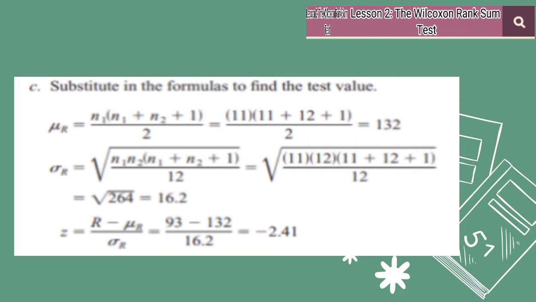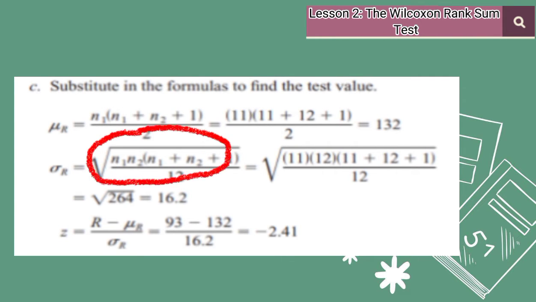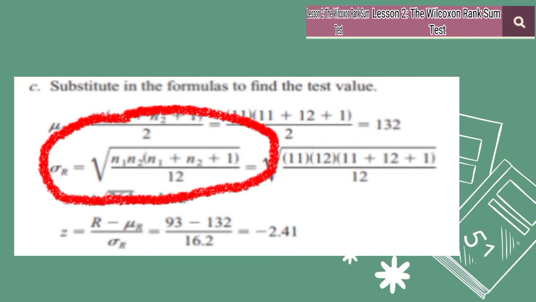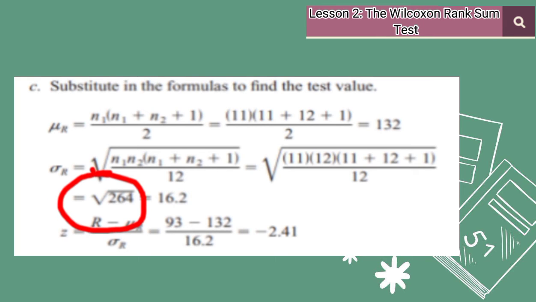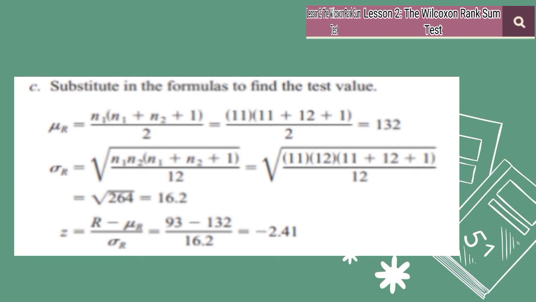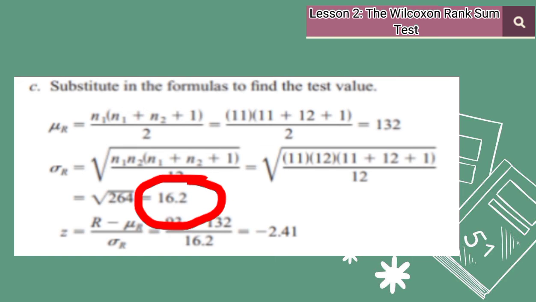Next, we have a formula of sigma of R is equal to the square root of n sub 1 times n sub 2 times n sub 1 plus n sub 2 plus 1 over 12. Then, substitute the values of n sub 1 and n sub 2: the square root of 11 times 12 times 11 plus 12 plus 1 over 12. Then we have the square root of 264, which is equal to 16.2.